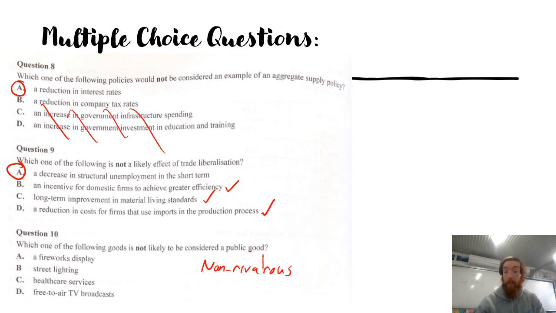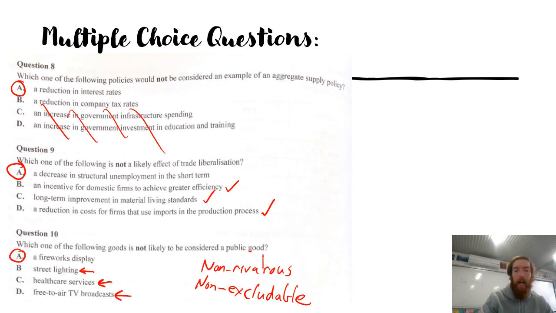So it means that if one person uses it, it doesn't take it away from someone else, and non-excludable, meaning that you can't stop someone from using it. So street lighting, if someone uses it, you can still use it. Healthcare services, if someone else uses it, you can still use it. Free-to-air broadcast, if someone uses it, you can still use it. Fireworks display, if someone uses that, that's gone. So it ends up being A. Once that's used, it's gone.